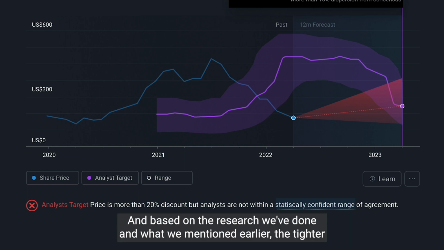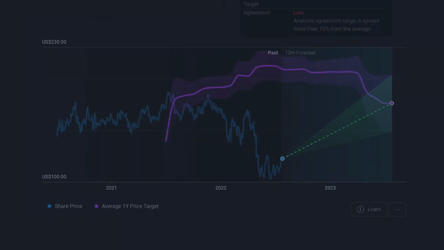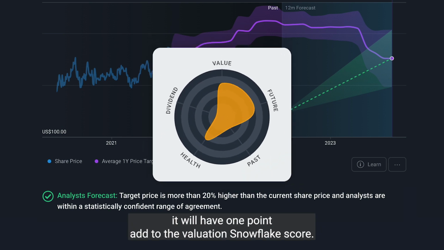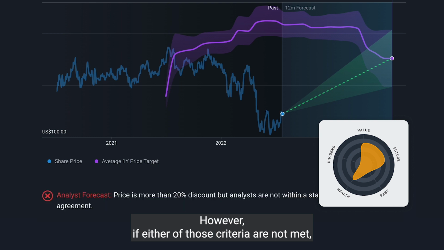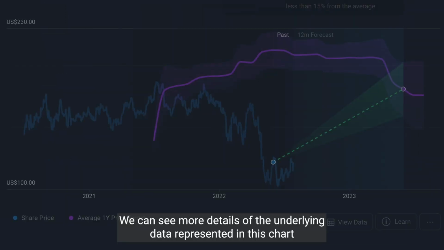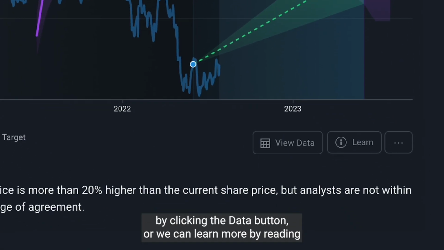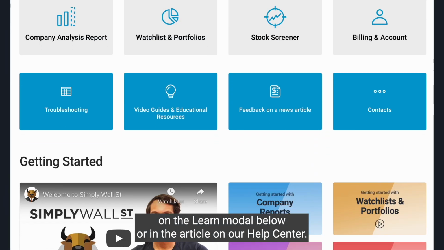Based on the research we've done and what we mentioned earlier, the tighter the range of estimates, the more likely the forecasts are to be reliable. If the stock passes both of those checks, it will have 1 point added to the valuation snowflake score. However, if either of those criteria are not met, it will fail and no point will be added to the snowflake score. We can see more details of the underlying data represented in this chart by clicking the Data button, or we can learn more by reading on the Learn more below or in the article on our Help Center.